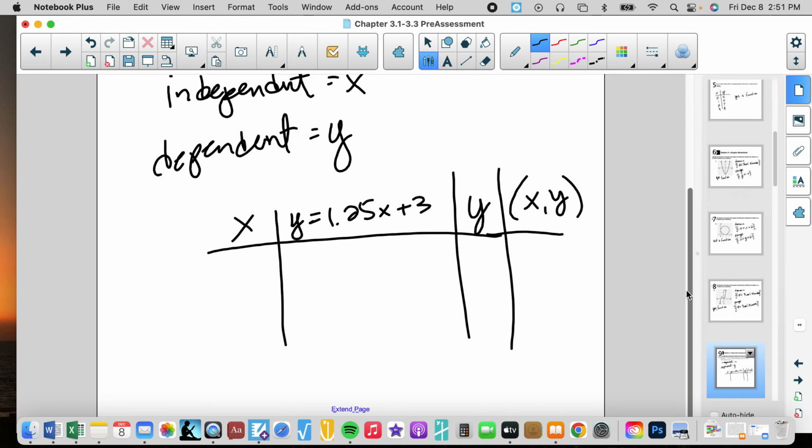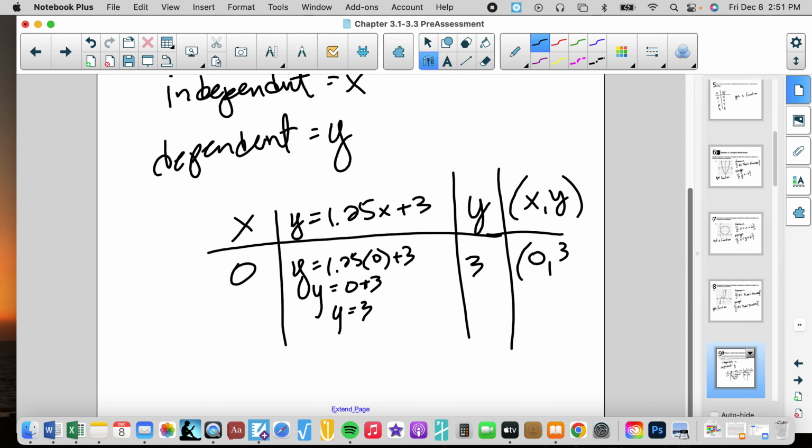I'm always going to plug in 0. 0 is the easiest. Plus 3, that's y equals 0 plus 3, y equals 3. So when I input 0, I get 3.